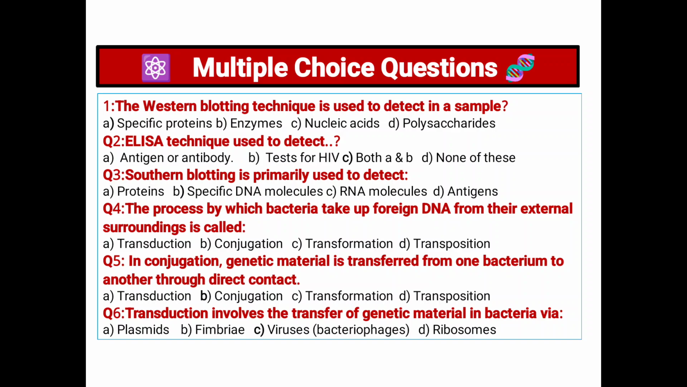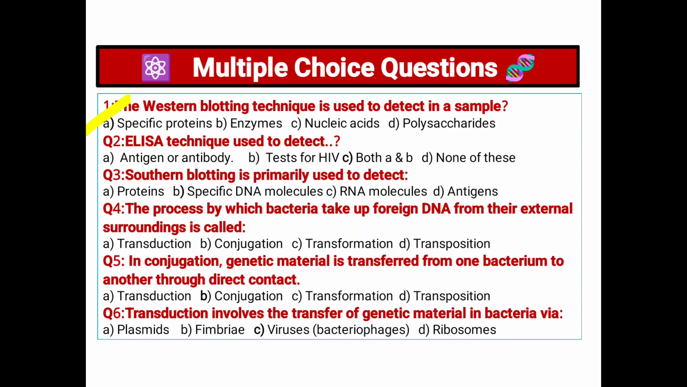Questions expected, multiple choice questions in the 4th unit. First question: the Western blotting technique is used to detect what in a sample? Option A, specific proteins, option B, enzymes, option C, nucleic acid, option D, polysaccharides. So Western blotting technique is used for specific proteins identification.